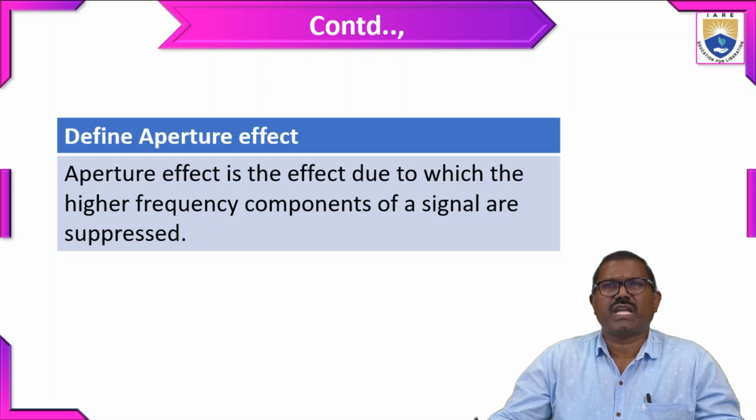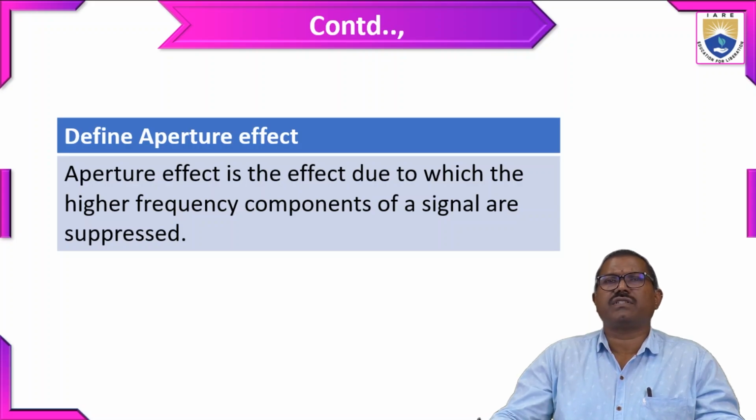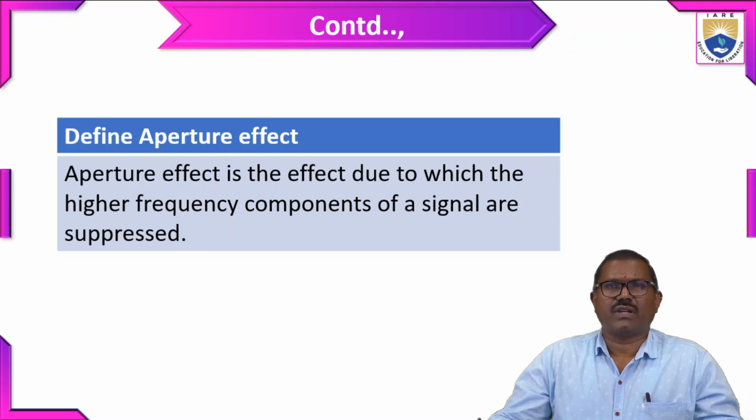Now define aperture effect. Aperture effect is the effect due to which the higher frequency components of a signal are suppressed.